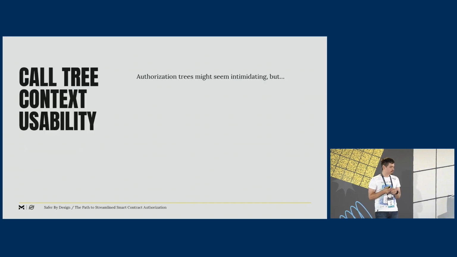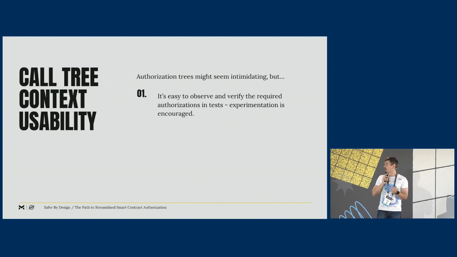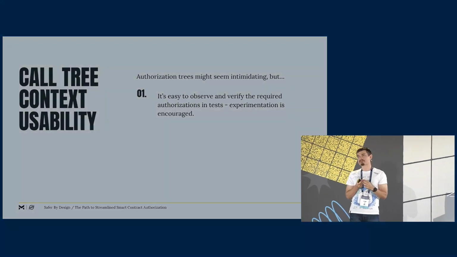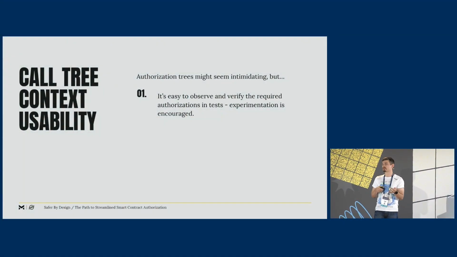So this all might seem pretty complicated, and it kind of is. But we have a lot of ways to mitigate this. First, it is pretty easy to observe and verify the required authorization in tests, and experimentation is encouraged. We support recording mode, we support enforcing mode, so you can both explore stuff and you can assert on the exact authorizations that need to happen in the contracts.